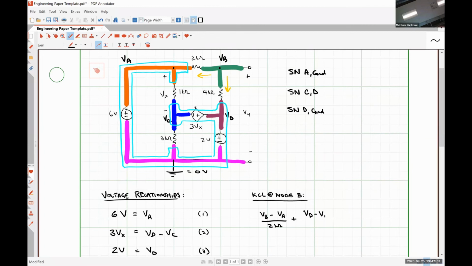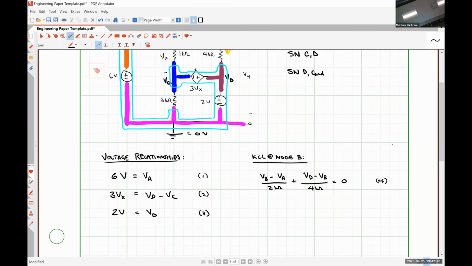VD minus VB over 4 kilo ohms, and the sum is equal to 0 because there's only 2 currents that can flow. That is our fourth equation, and we'll circle back around to it in a moment.